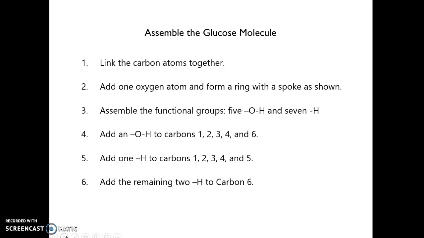So these are the directions for assembling the glucose molecule. I'll go back and forth with this one. First, you link the carbon atoms together in a string, and it doesn't matter which sprocket you use to connect one carbon atom to another. It will all work out. So just put the 6 carbon atoms all in a line. Once you have done that, you will then add 1 oxygen atom and form a ring with a spoke, as shown in the next picture.